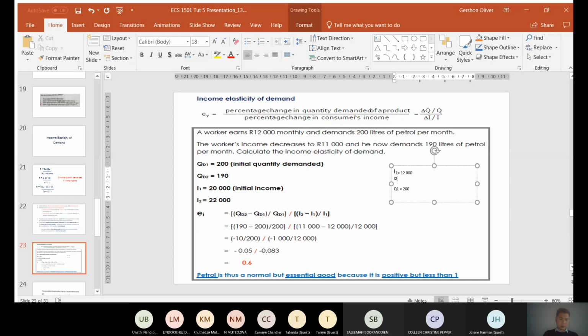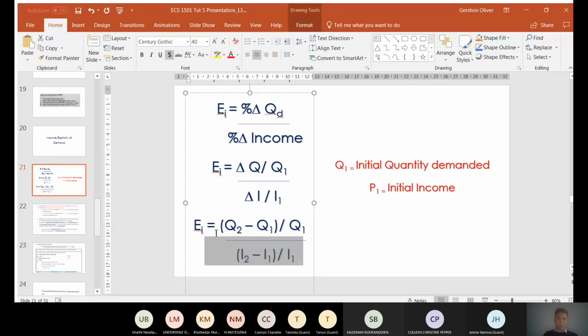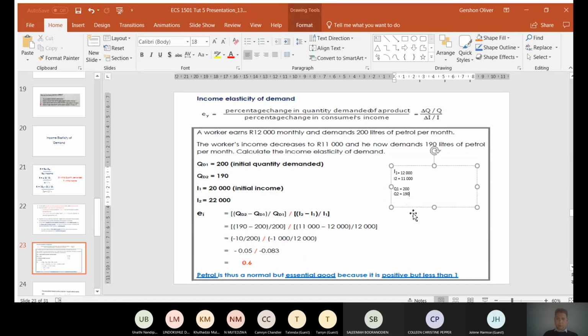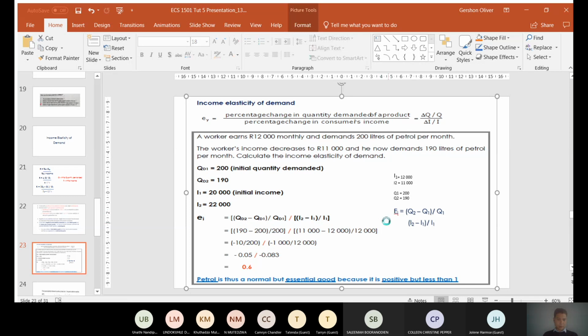My I2 is equal to 11,000. Q2 is equal to 190 liters. Now I'm just going to plug in this formula over here and solve. So it's Q2 minus, I'm just going to plug that in, which I've done over here. And what do I end up with? 0.6.